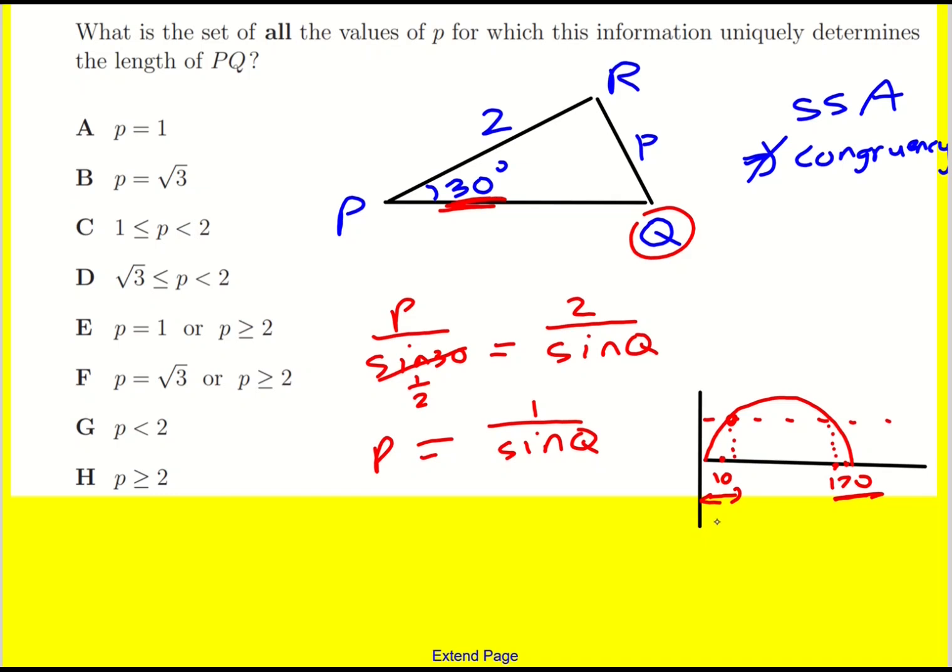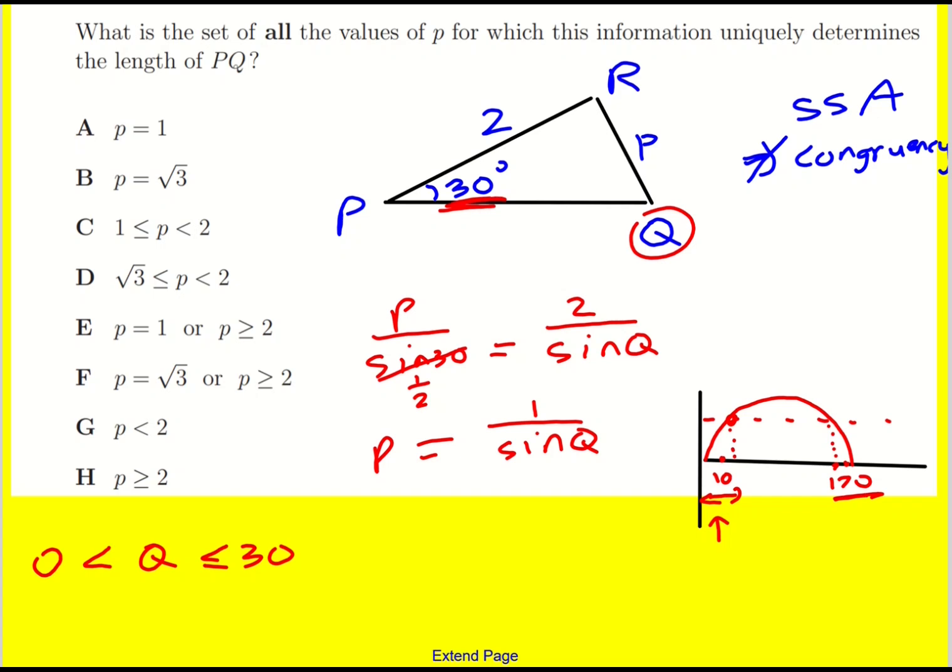So just to summarize, we will get a unique triangle when P is in this range, because the obtuse angle that also gives the same sine value will not lead to a physical triangle. Therefore, we need 0 to be less than Q, which is then less than or equal to 30. We'll include 30 in it because then the obtuse angle will be 150, and you get 30, 150, and 0. You wouldn't get a triangle that way either.